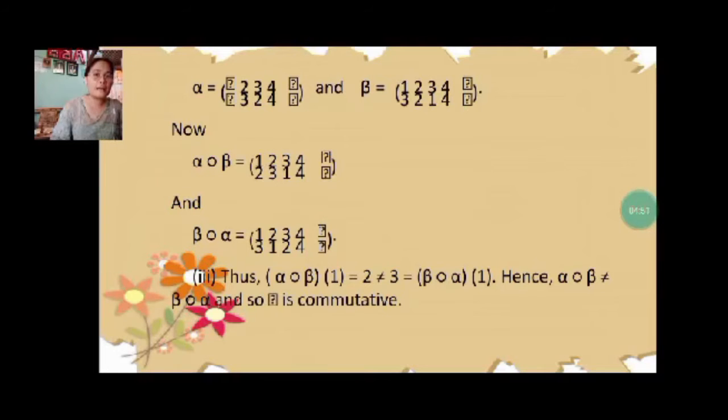Number 3, thus, alpha composition beta of 1 is equal to 2 and not equal to 3, which is beta composition alpha of 1. Hence, alpha composition beta is not equal to beta composition alpha. And so, S sub n is non-commutative.